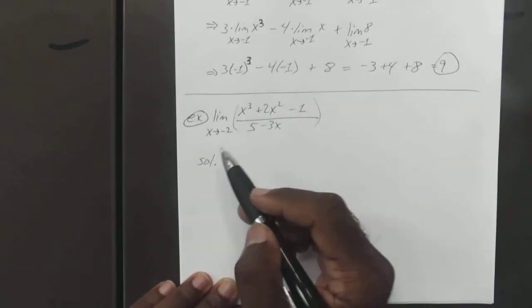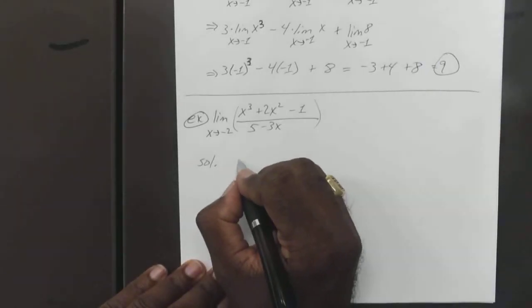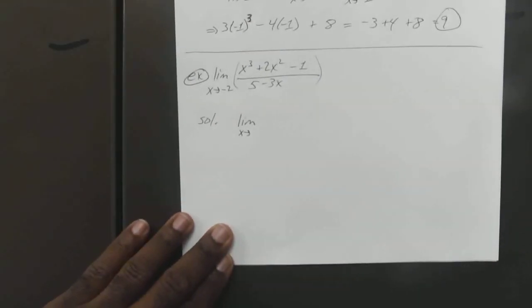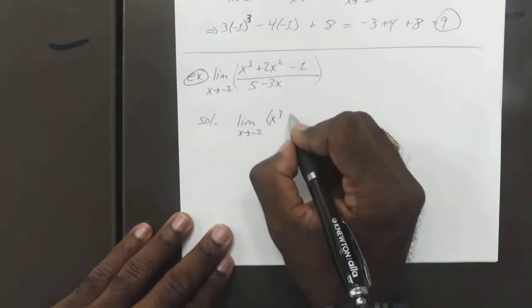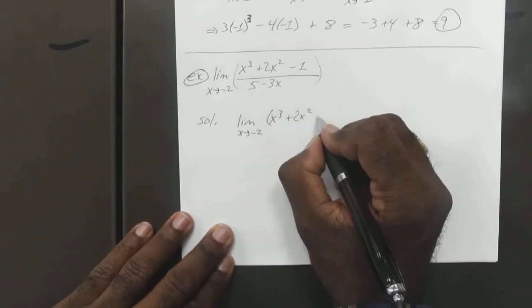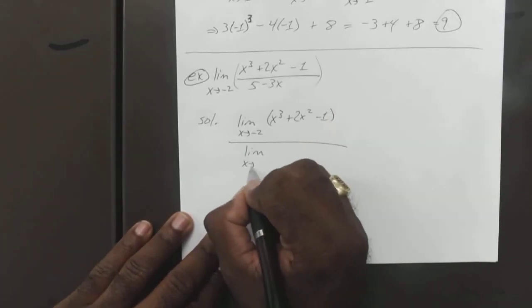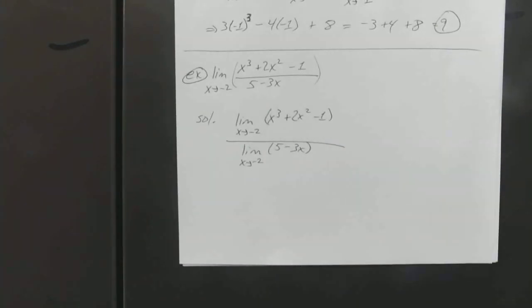Okay. Now, when you have a fraction, you can just distribute the limit to both the numerator and denominator. So this would be the limit as x approaches -2 of x cubed plus 2x squared minus 1 over the limit as x approaches -2 of 5 minus 3x. That's just another property that I wanted to point out. You don't have to do it that way, but in some cases it may come in handy.